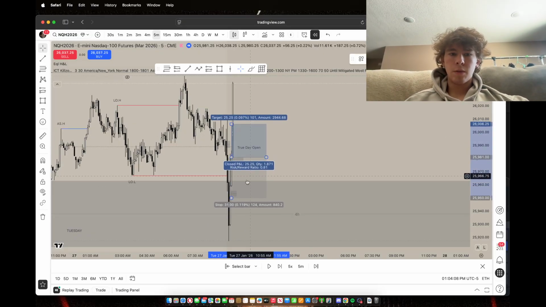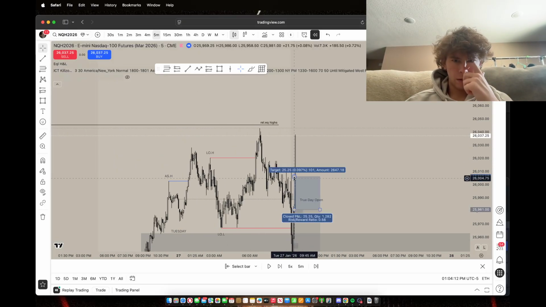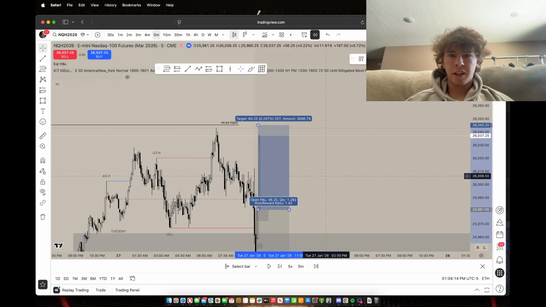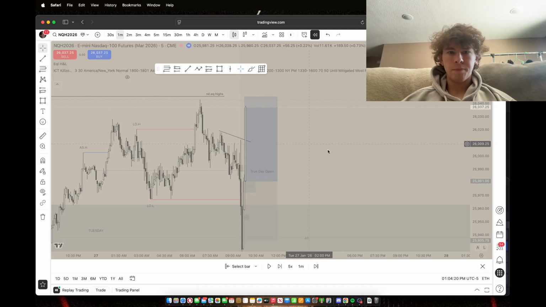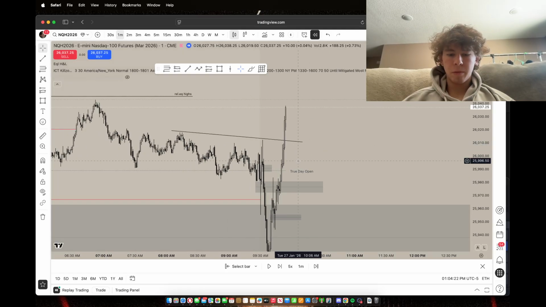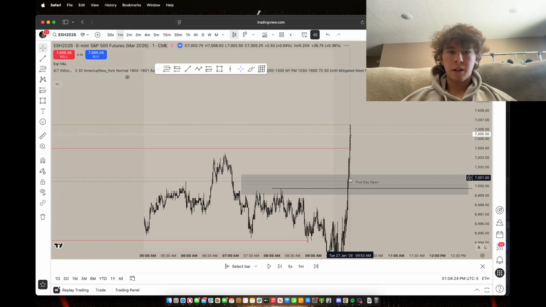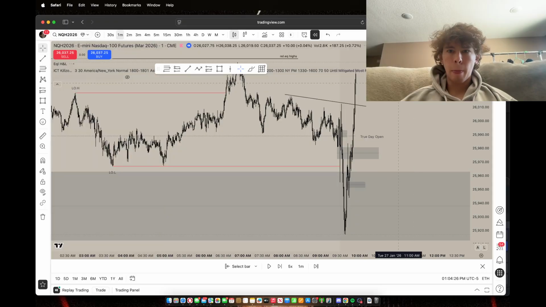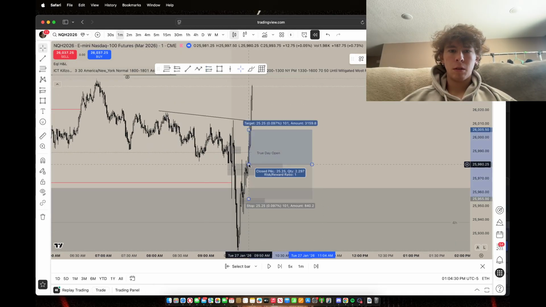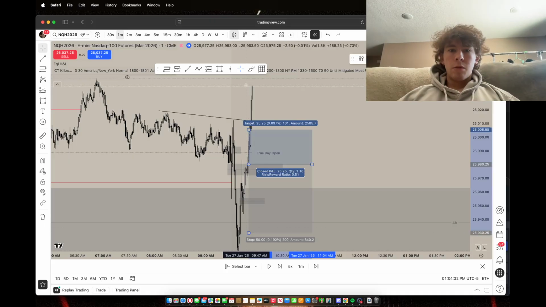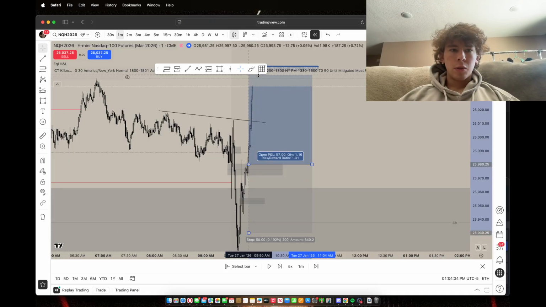We end up inversing this 5-minute. My stop about right here, and targeted these relative equal highs. I did go break even once we had this SMT here with ES at the moment. ES was a little bit higher inside of this 15-minute gap already, and I held to these relative equal highs, which really nice trade.